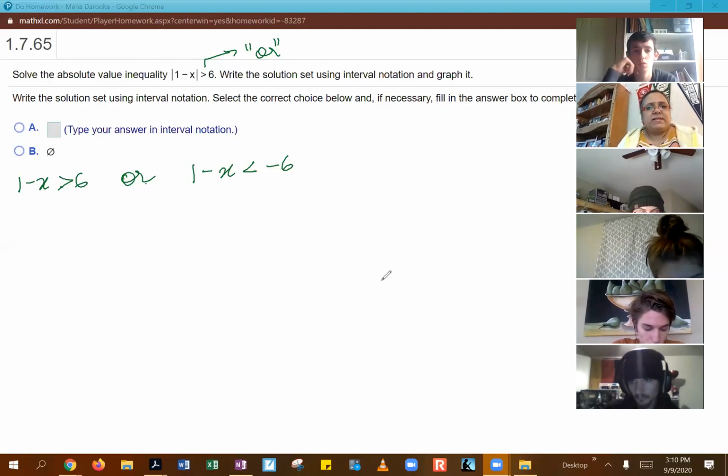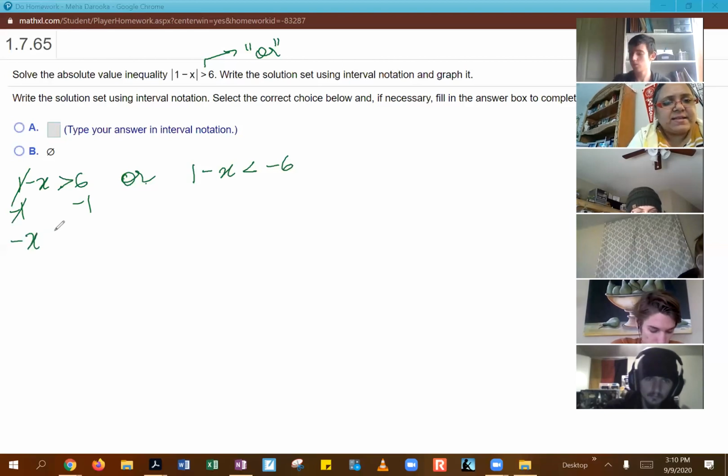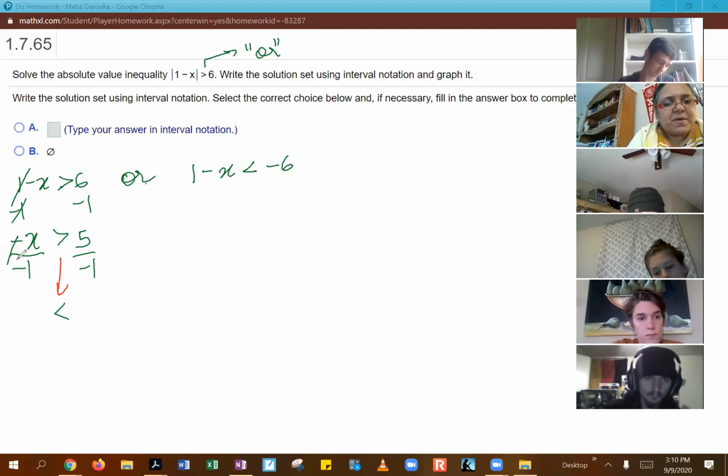Okay, so let's take a look. Like I said, that definitely seems to be where most of your answers are going. So we start by subtracting the -1, which leaves us behind with -x greater than 5. And when you end up dividing both sides by -1, that will definitely change the direction of our inequality symbol. So that becomes x is less than -5.